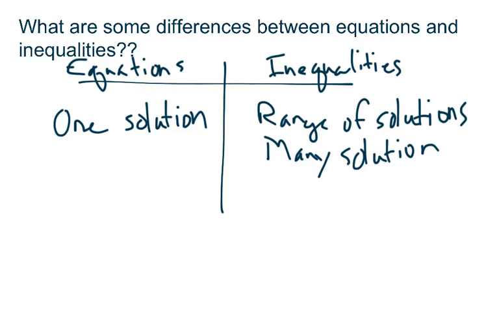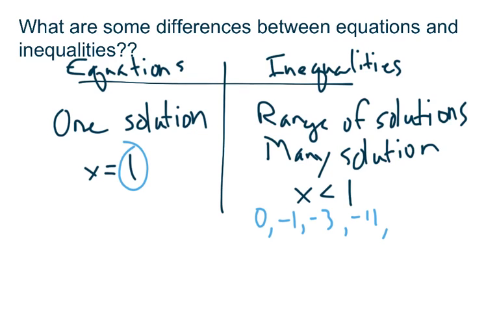So for example, think of x is less than 1 and compare that to x is equal to 1. X equals 1 has one solution, 1. X less than 1, well, we have a ton of options for that. We could use 0, we could use -1, we could go -3, we could go -11, we can go -222. We have a ton of options, and we've only dealt with integers. We didn't even think about fractions and decimals and all that other stuff. So that's one of the differences.